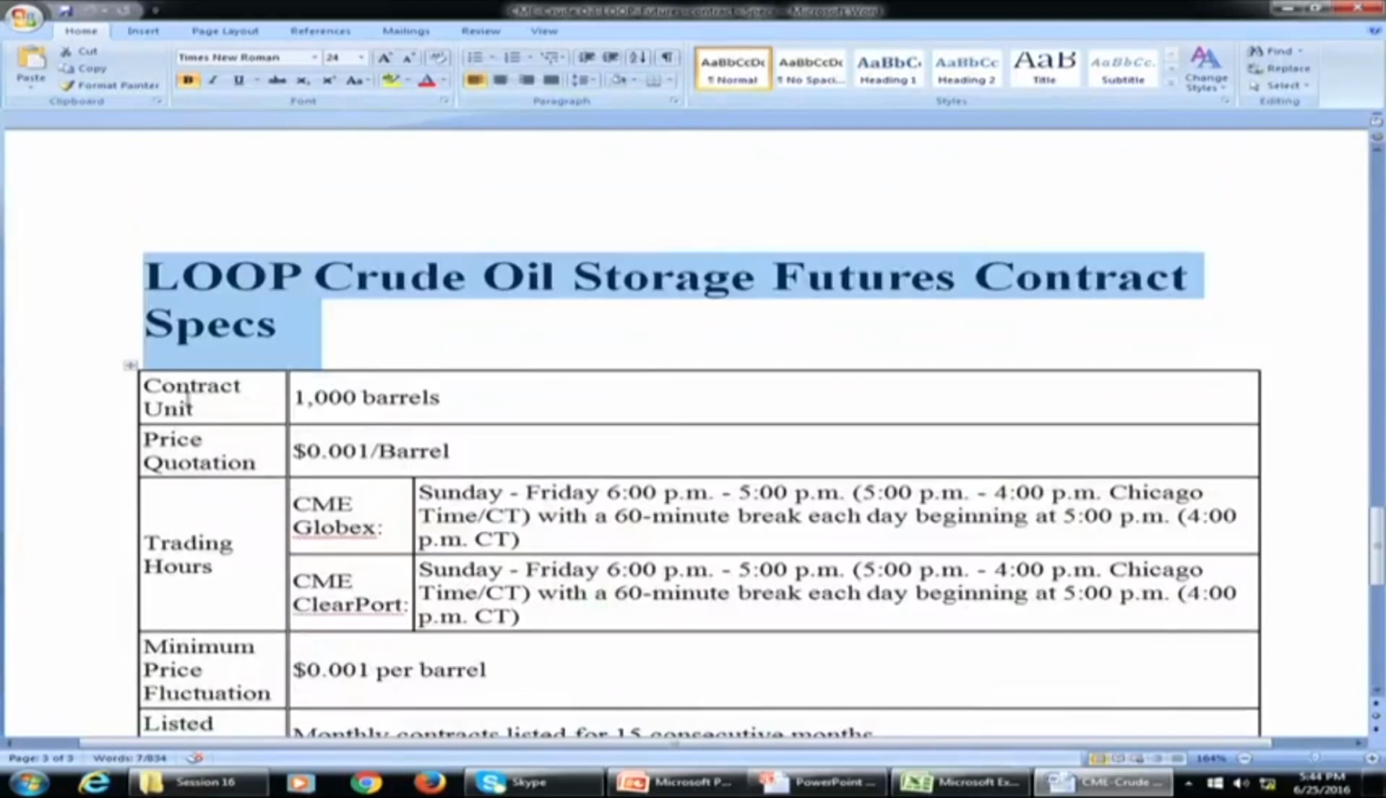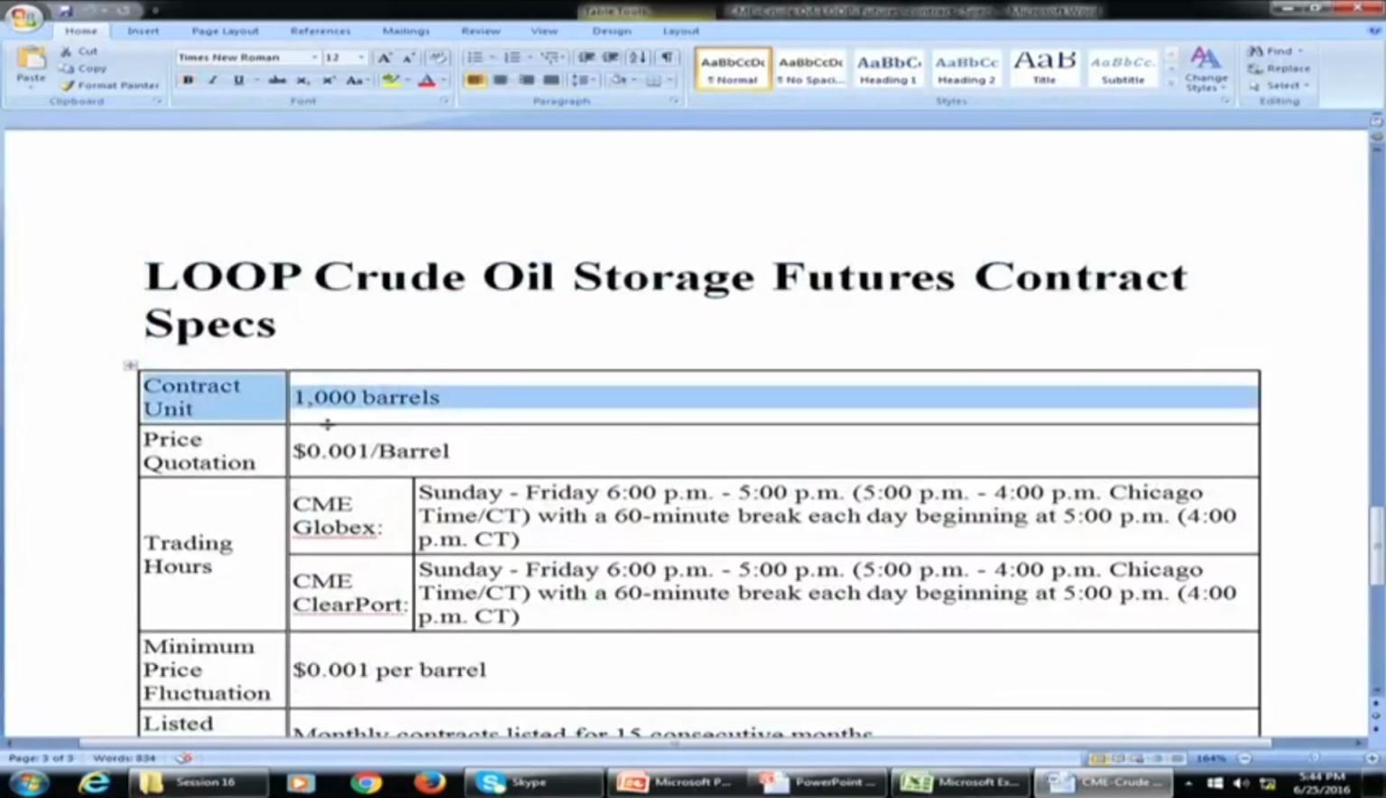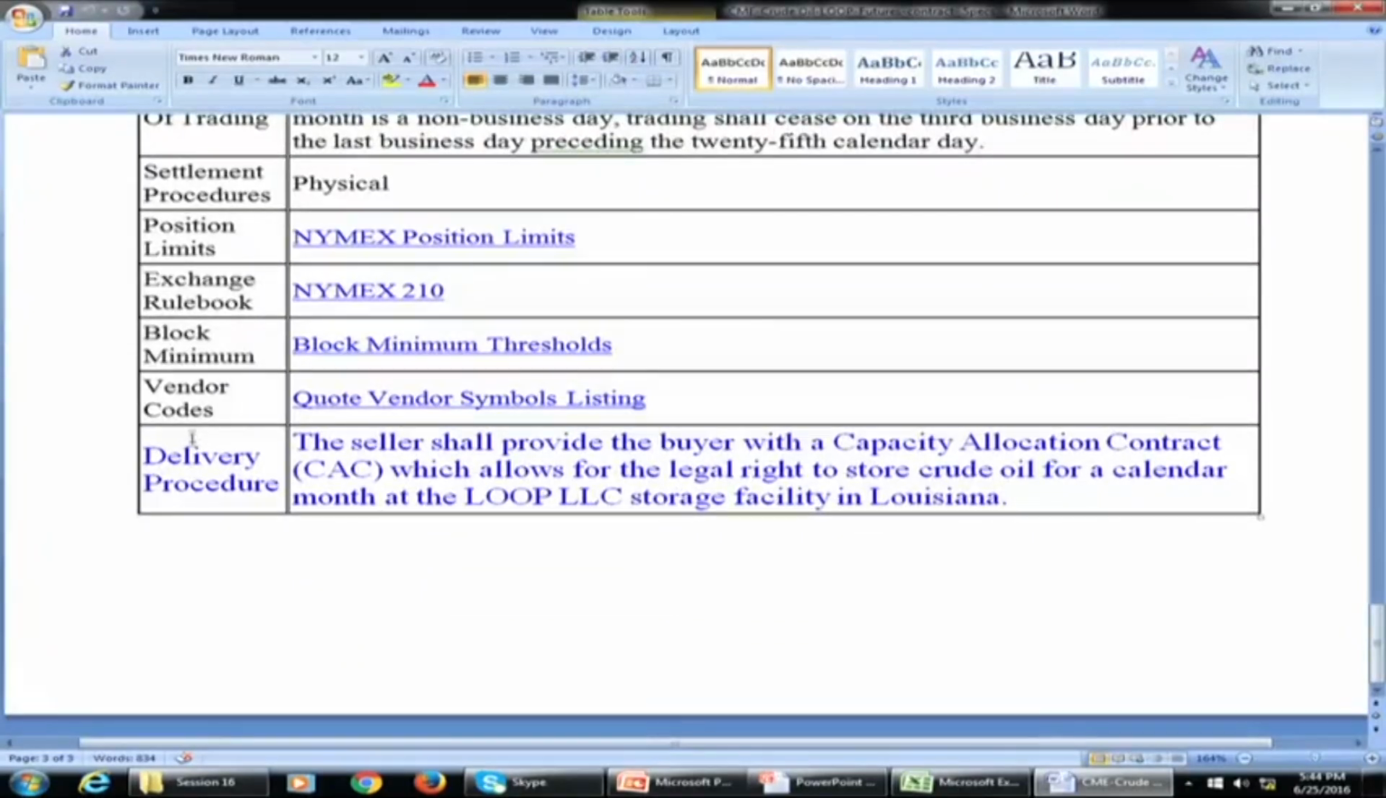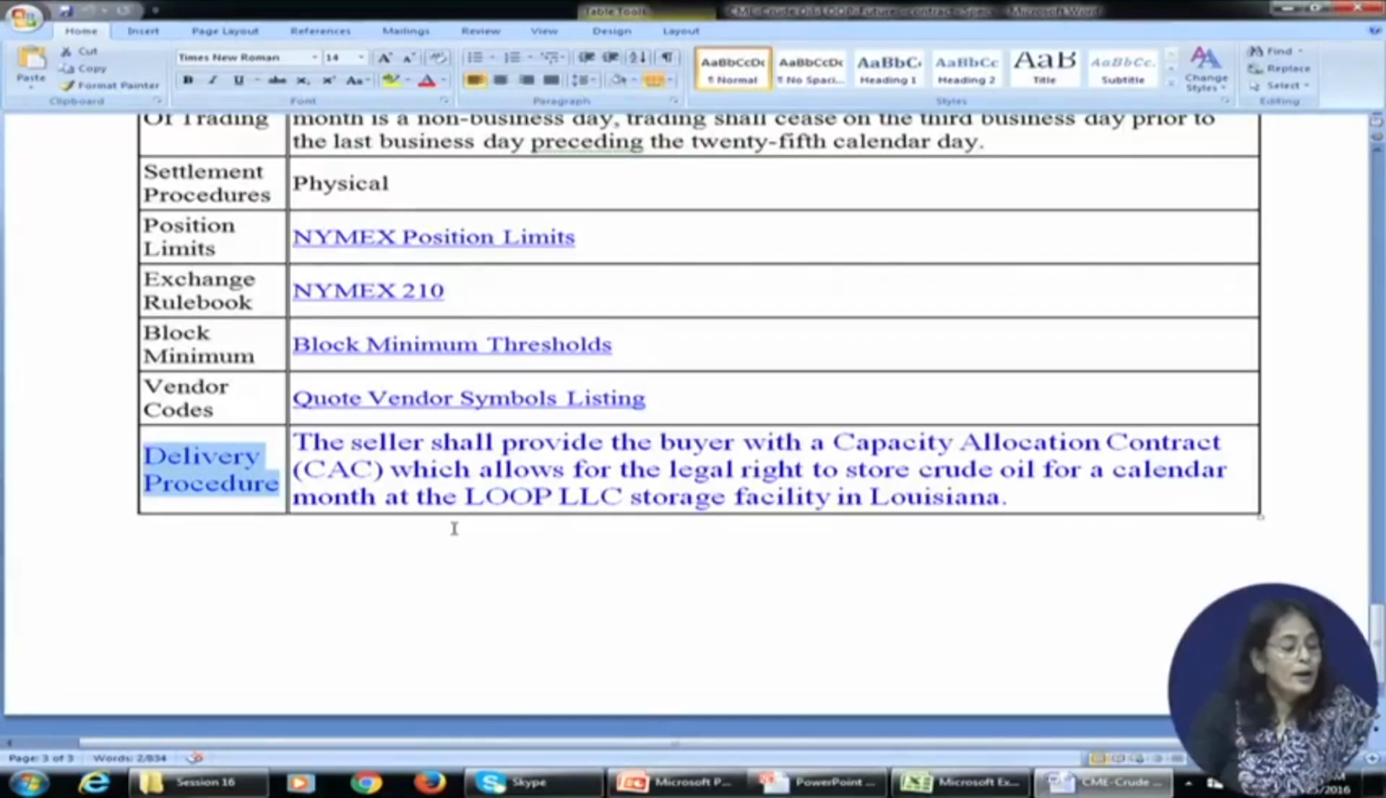Please see, the contract unit is 1000 barrels, but that doesn't mean the trader is going to deliver 1000 barrels. What is the underlying to be delivered? Please see the last row. The seller shall provide the buyer with a capacity allocation contract, which allows the legal right to store crude oil for a calendar month at the LOOP LLC storage facility in Louisiana. So by entering into this futures contract, the buyer will have the right to store 1000 barrels of crude oil.